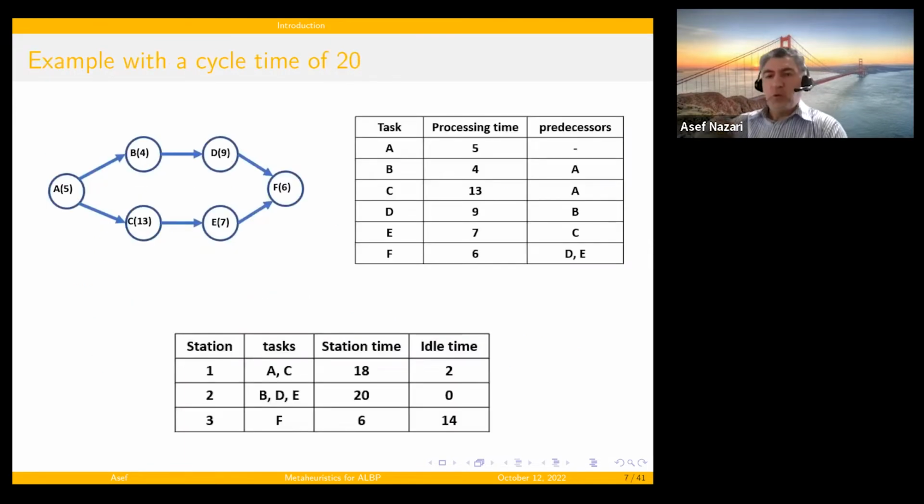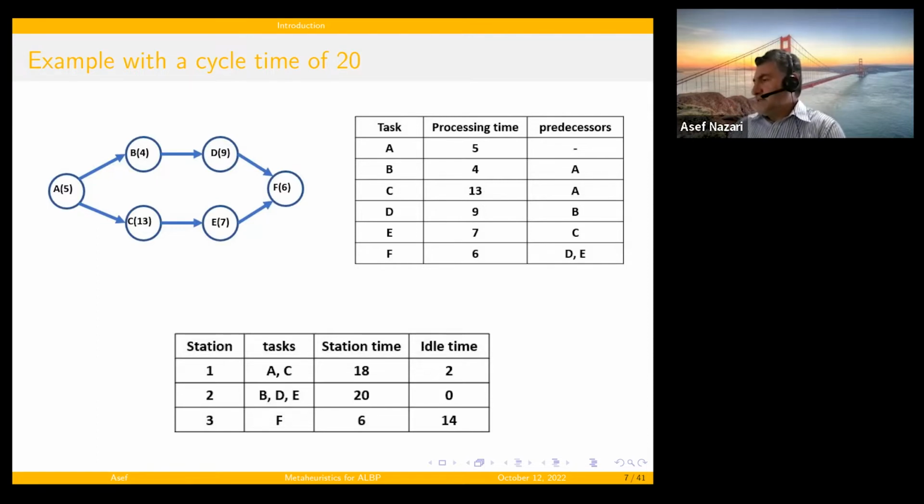To give a toy example, let's say we have a product, and this product is subdivided into 6 jobs. The number inside parentheses is the amount of time necessary for the completion of that job, in time units. This directed graph shows the precedence order as well. A should be completed before B and C, and A and B should be completed before D. Finally, D and E should be completed before F. The table on the right-hand side shows the task, the processing time, and the precedence order.